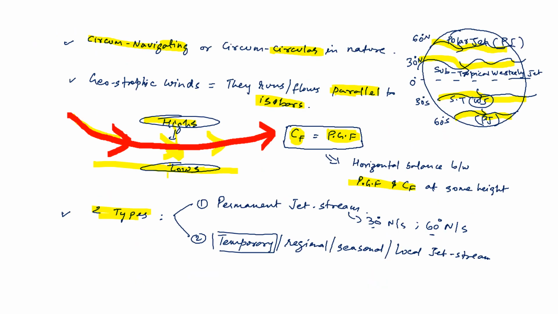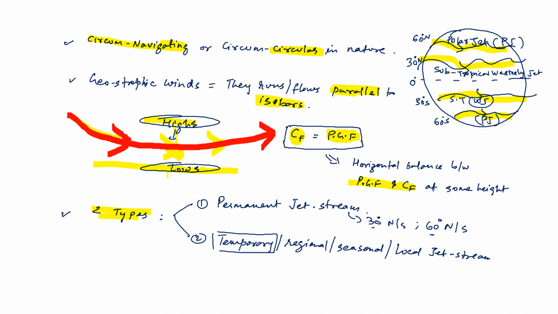So now what happened to the jet stream? A special characteristic observed is that they flow parallel to the isobars. That's what we call geostrophic in nature. So how do these geostrophic winds come about, or how are they able to flow parallel to the isobars? Because a balance develops between the pressure gradient force and the Coriolis force. They become equal and opposite. So let's explore the distribution pattern of jet streams in the troposphere.